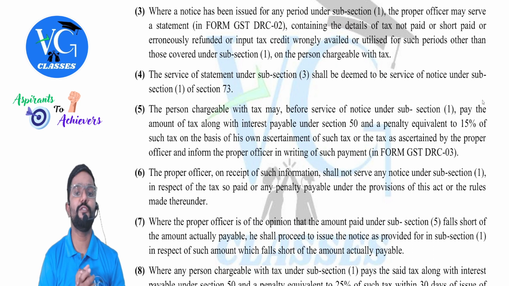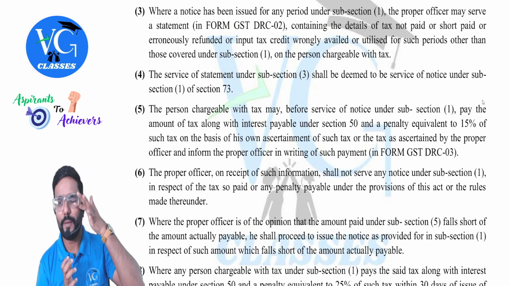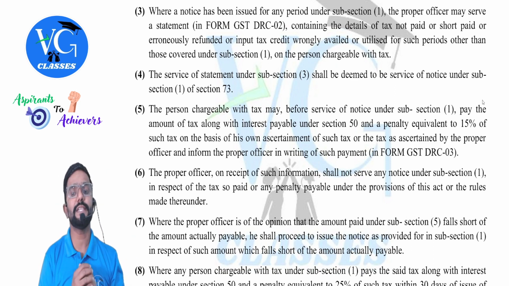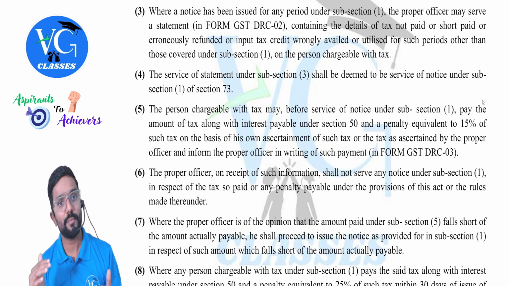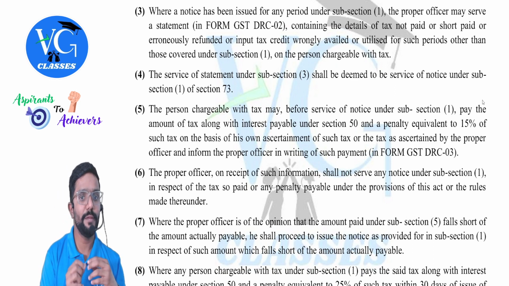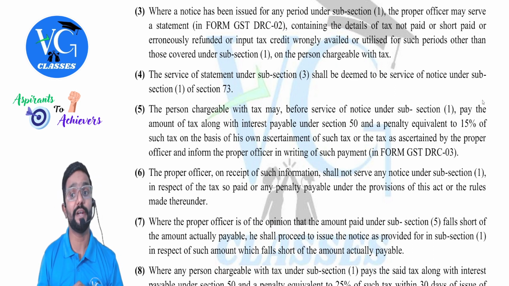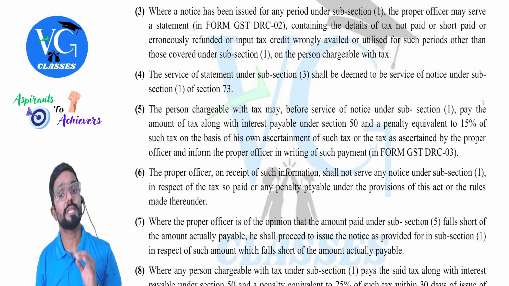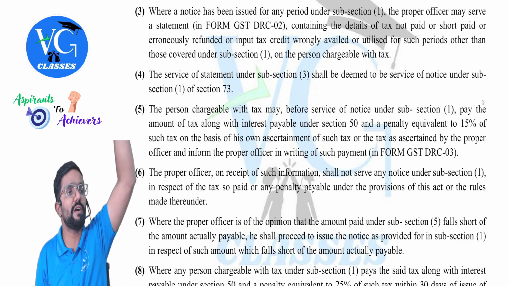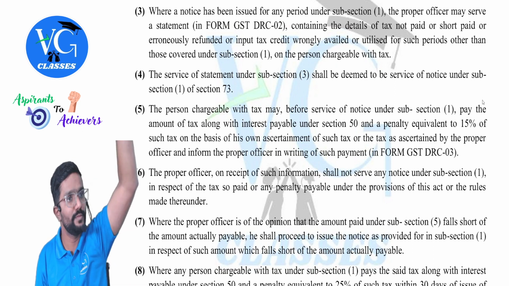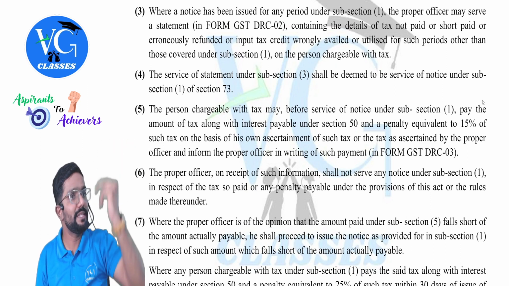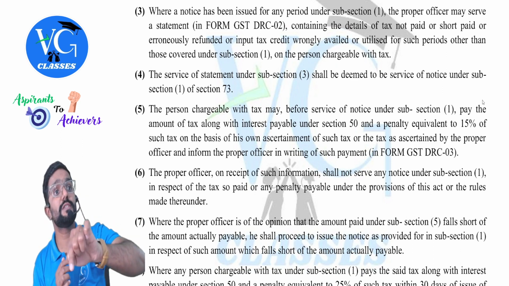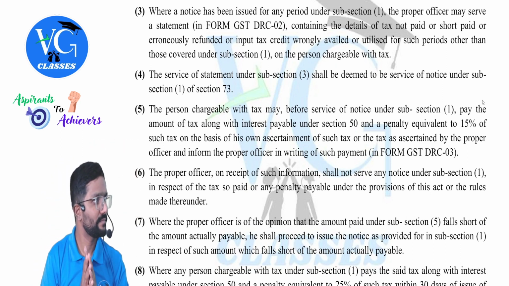Where a notice has been issued for any period under subsection 1, the proper officer may serve a statement in form GST DRC 02 containing the details of tax not paid, short paid, or erroneously refunded, or input tax credit wrongly availed or utilized for such period other than those covered under subsection 1 on the person chargeable with the tax. Assume notice is given for August 22. Can statement also be given for the same period? No. Any period other than August. But reason for notice and statement should be same.